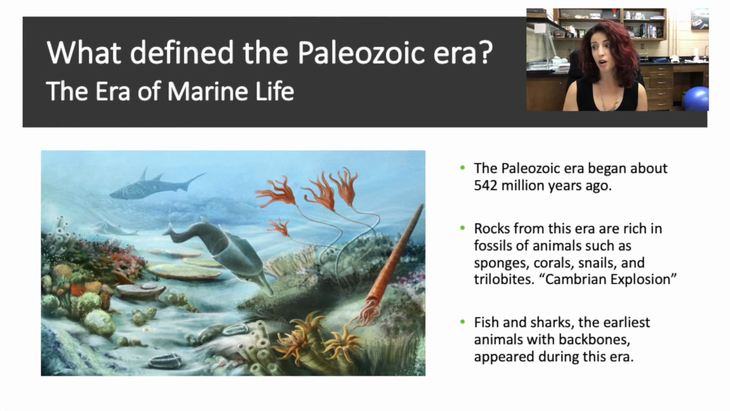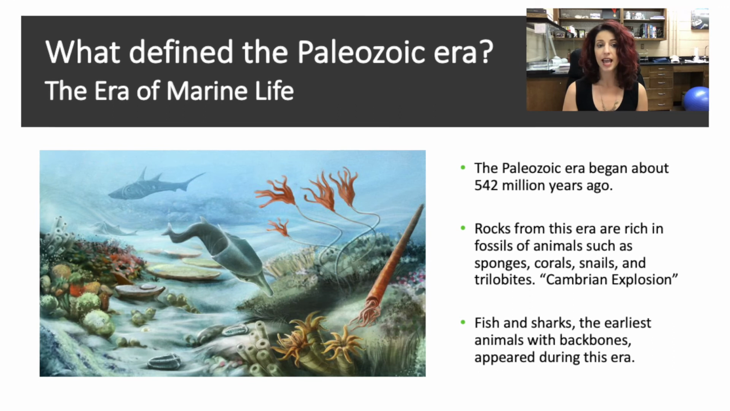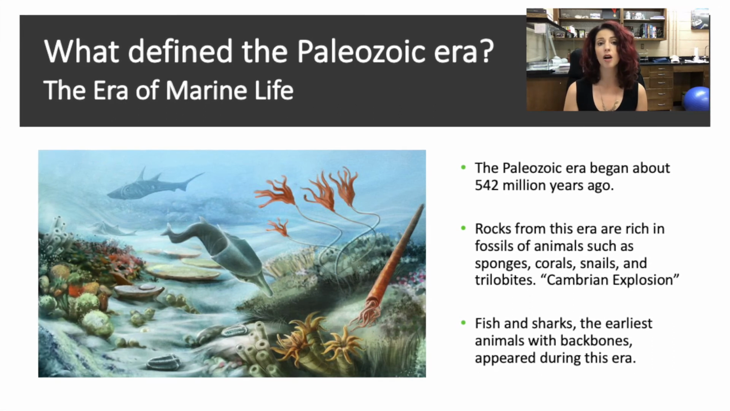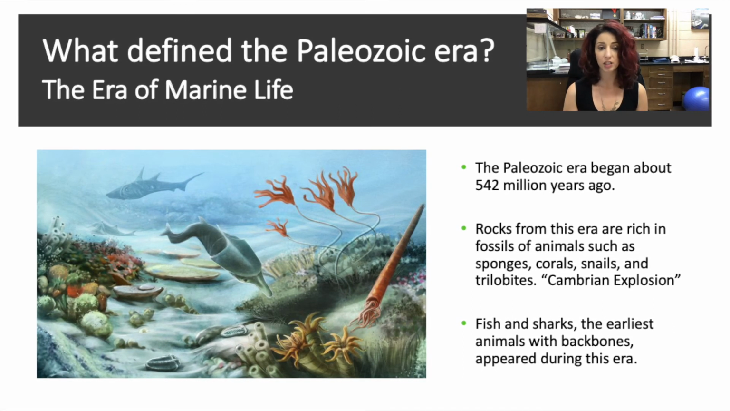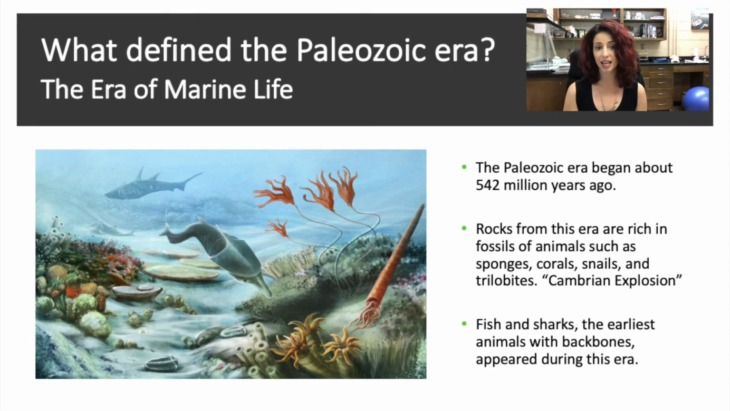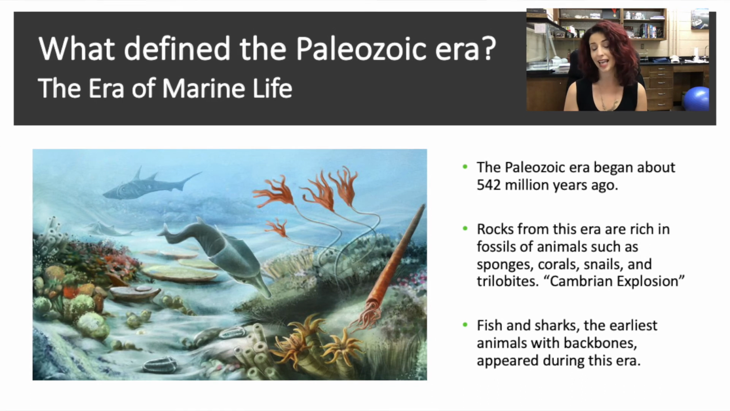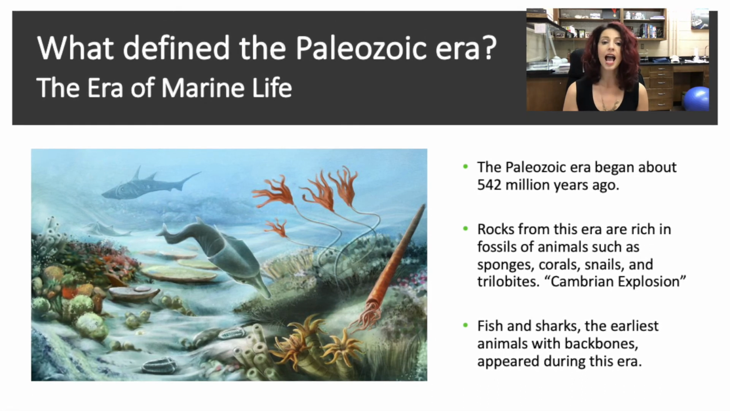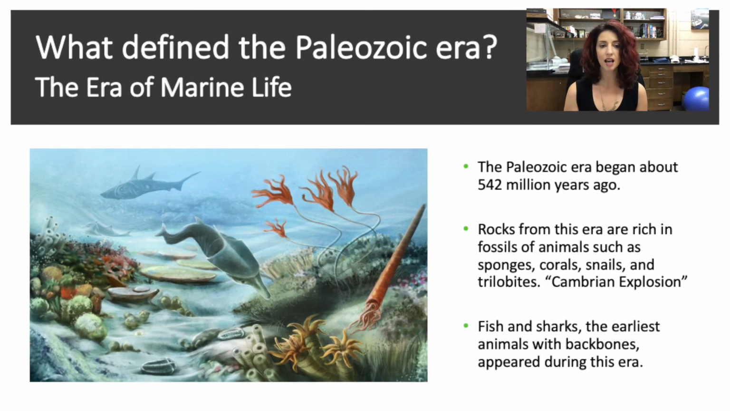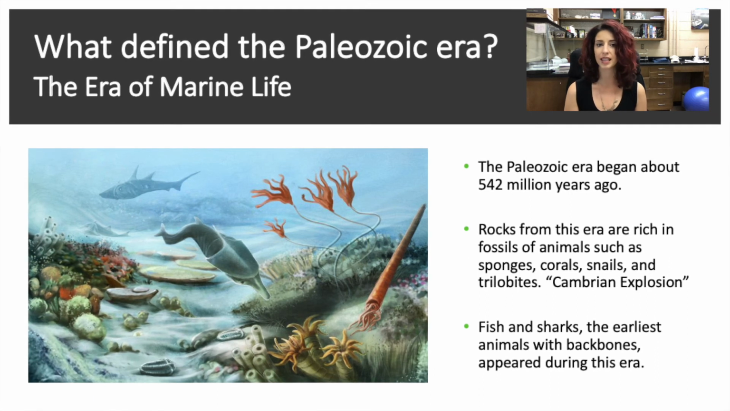Rocks from this era are rich in fossils, and these fossils now are animals, including sponges, corals, snails, and trilobites. This is also the time known as the Cambrian explosion, and mostly because of the types of animals that evolved.